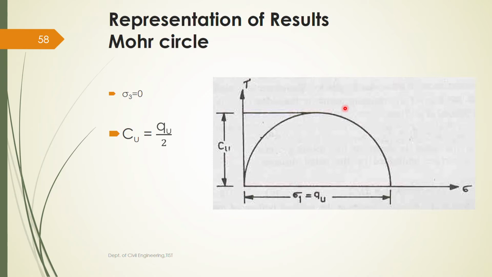Now from the geometry you can say that Cu is half of Qu. Am I right? This is Qu, and so Cu will be half of Qu. So you have to remember this. Cu, the cohesive strength of the soil, is equal to unconfined compressive strength by 2. You have to remember this. So this is how you represent the result.